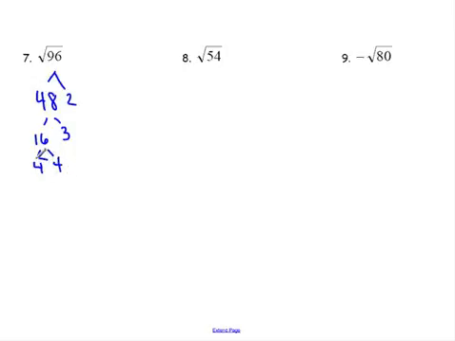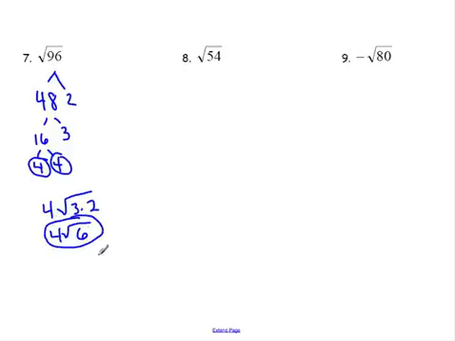At that point, I have a pair of 4s. So they will go on the outside. I have 1 pair of 4s, so there's only 1 that goes on the outside. And I have 3 and 2 that are remaining, so I'll put both of those on the inside. So then I'll say 3 times 2 gives me 6. So this becomes 4 times the square root of 6.